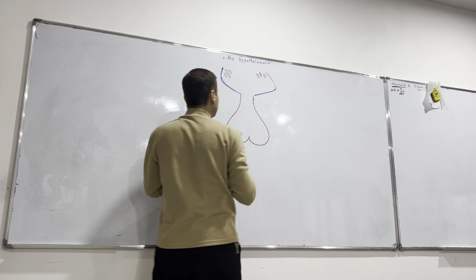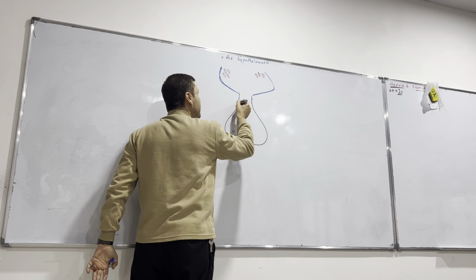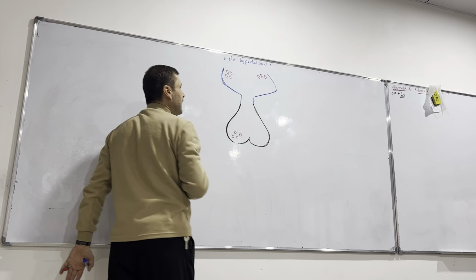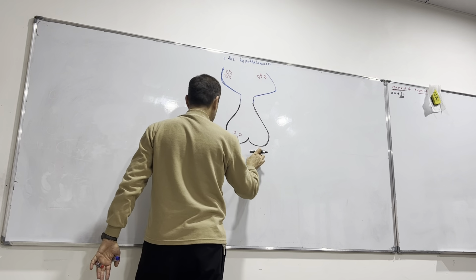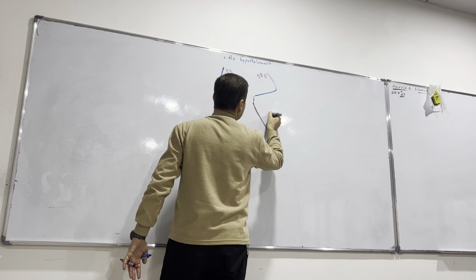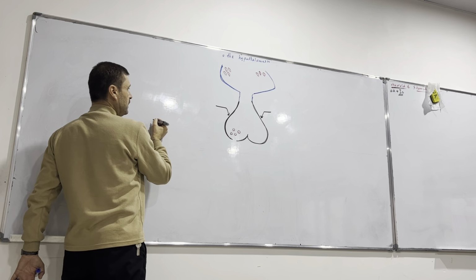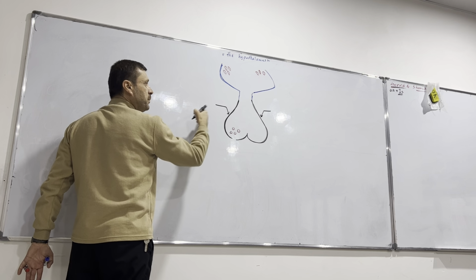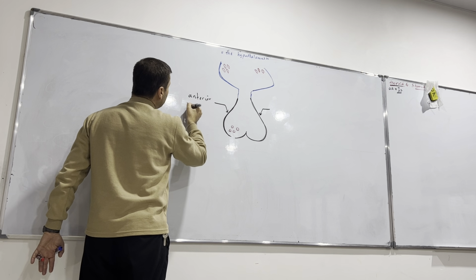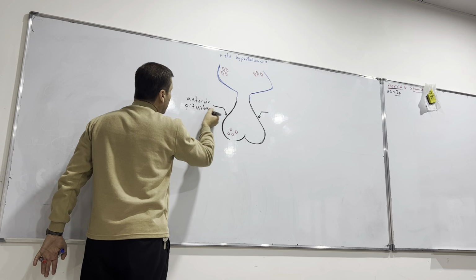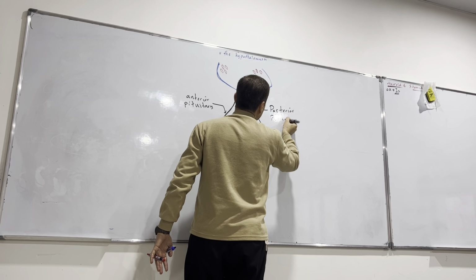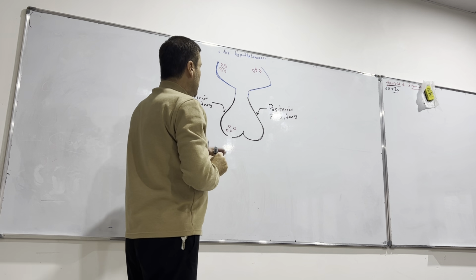You also have to know that we have another gland suspended from it, located below it. This black one I'll call the pituitary gland. The pituitary gland has two portions. One of them is called the anterior pituitary, and the other is called the posterior pituitary.